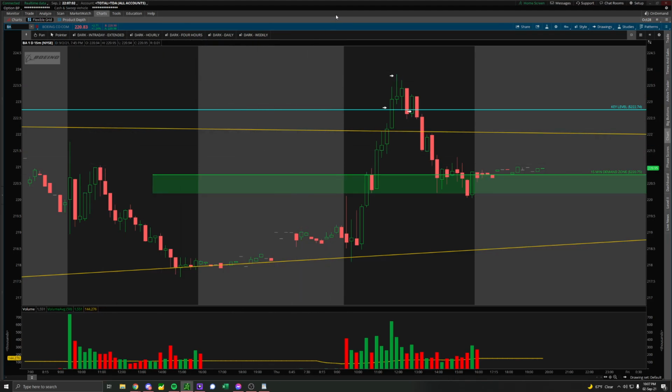Again, all this preparation was done the night before. I had all my levels already drawn the night before. I had my plan of attack already predefined. I had the contracts that I wanted to buy predefined and queued up, ready to execute when the setup presented itself and the triggers happened. So again, all of this is done ahead of time.